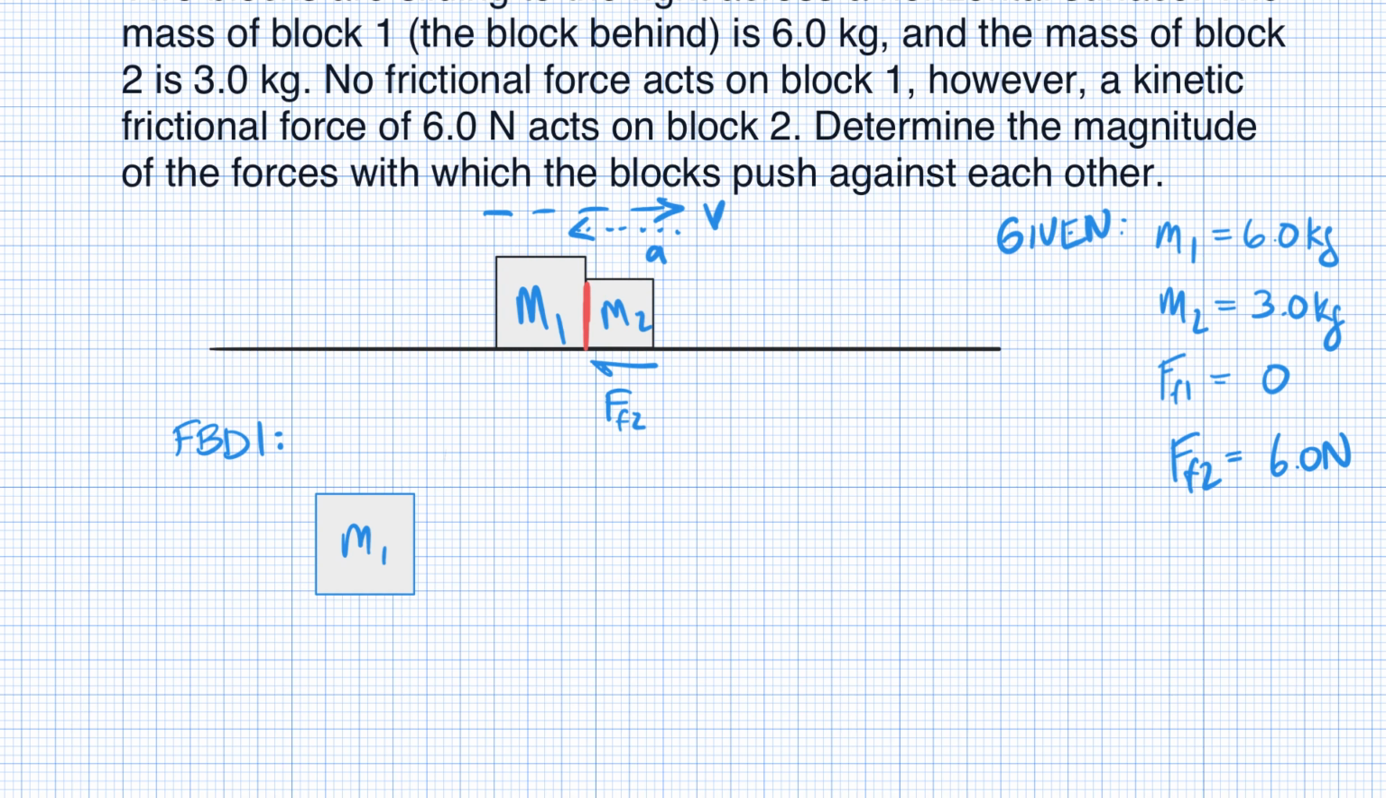Okay, so the first thing we're going to do as we analyze these forces is note that this thing has weight. That is the only field force, the only non-contact force. So we'll have weight going down. I'm going to call it Fg1.